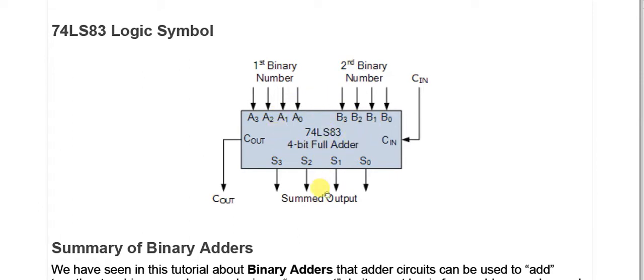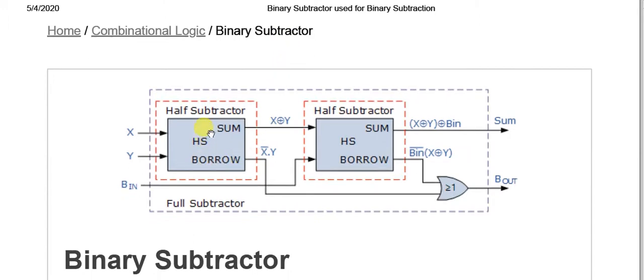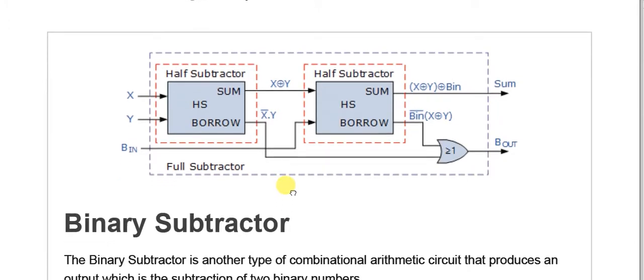Now let's see the binary subtractor. There are two scenarios, or two methods, which we use. The first we would like to see is what we call the half subtractor. Two half subtractors together make a full binary subtractor. We will discuss that later.